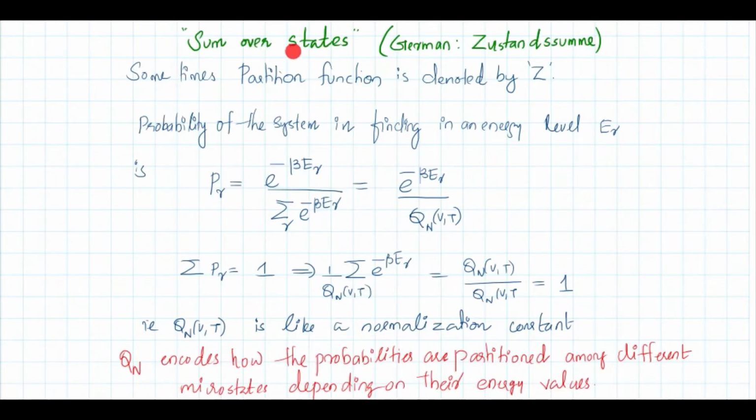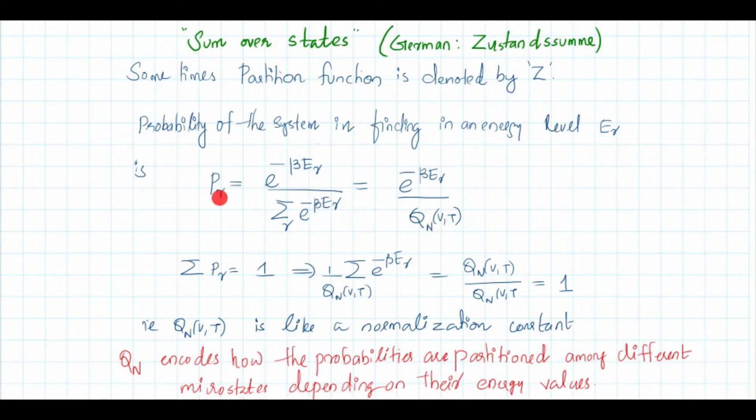In German, it is Zustandssumme. This word means sum over states. Sometimes this partition function is represented by the letter Z. But in the textbook by Pathria, the partition function is denoted as Q, so we will also follow the same notation in this series.